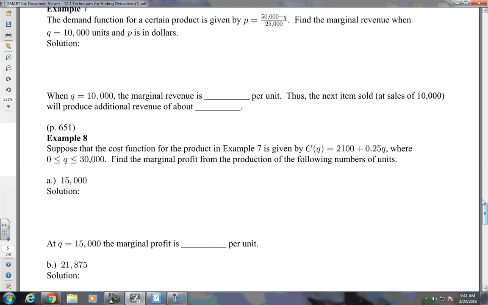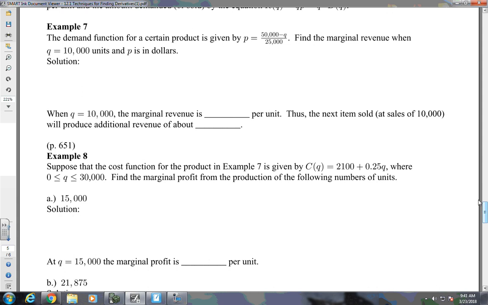Okay, once you're ready to work example 7, here we go. We have the demand function for a certain product is given by P equals 50,000 minus Q over 25,000. Find the marginal revenue when Q equals 10,000 units and P is in dollars. So first of all, notice we are given the demand function and we're asked for marginal revenue. Remember, marginal is a fancy word for derivative. And we're attempting to differentiate the revenue function, which I do not have at this point. So our problem is to find the derivative of revenue with respect to Q.